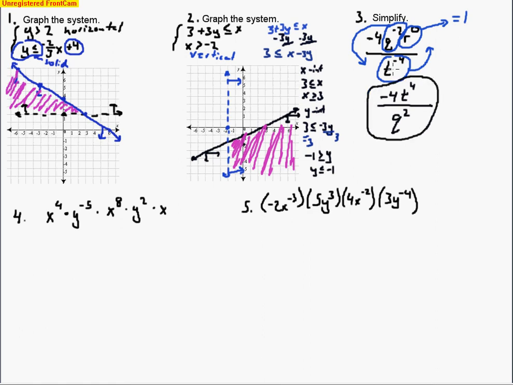Just circle the parts that are negative and move them to the correct spot in the fraction. Anytime you've got r to the 0 or anything to the 0, it's just 1. So that's what I'm testing on number 3.